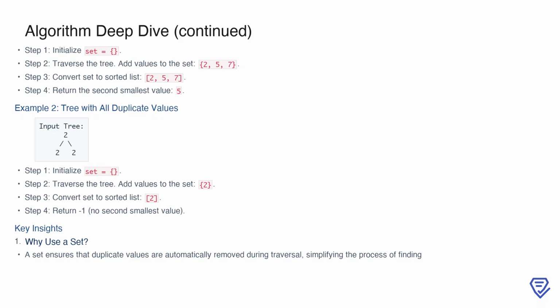Contrast this with a tree where all nodes have the same value, such as 2. In this case, the set of unique values remains 2, and the sorted list is simply 2. Since there's no second element, the output is -1.